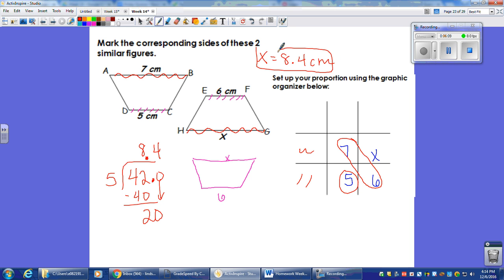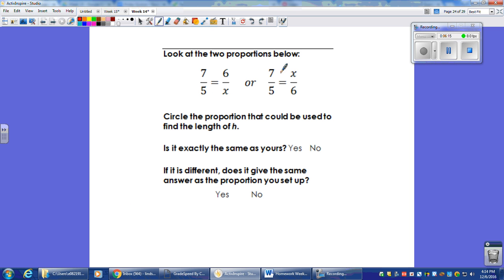All right, so we multiplied the 7 and the 6 and we divided by 5. So if I look, 7 times 6 divided by 5, that's exactly what we did. So that will give us the answer for x. And this one we're doing 5 times 6 divided by 7, which will not give us the answer. So this one does not work. Does it look the exact same as ours? Yes. So we don't need to answer that last question.